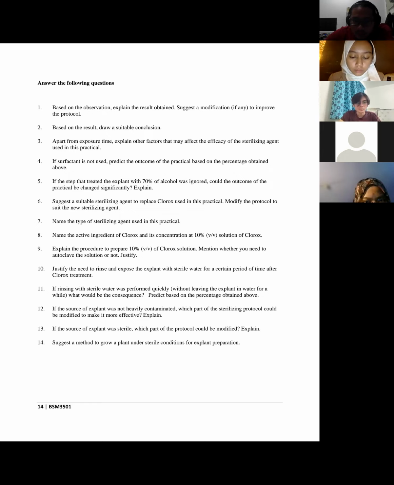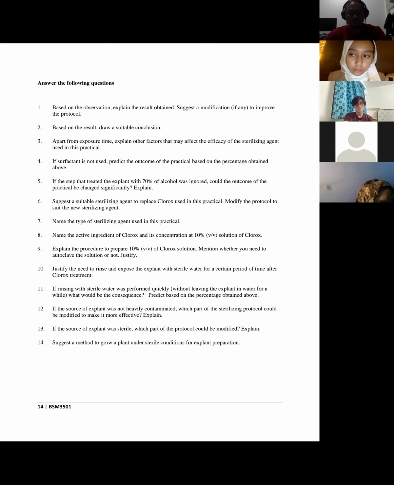Okay, I will continue with the next question. Okay, number 12. If the source of explant was not heavily contaminated, which part of the sterilizing protocol could be modified to make it more effective? Explain. Okay, for me, I think that the sterilizing protocol that could be modified is the surface sterilization step, which is the exposure time when the leaf is immersed in the 10% Clorox.